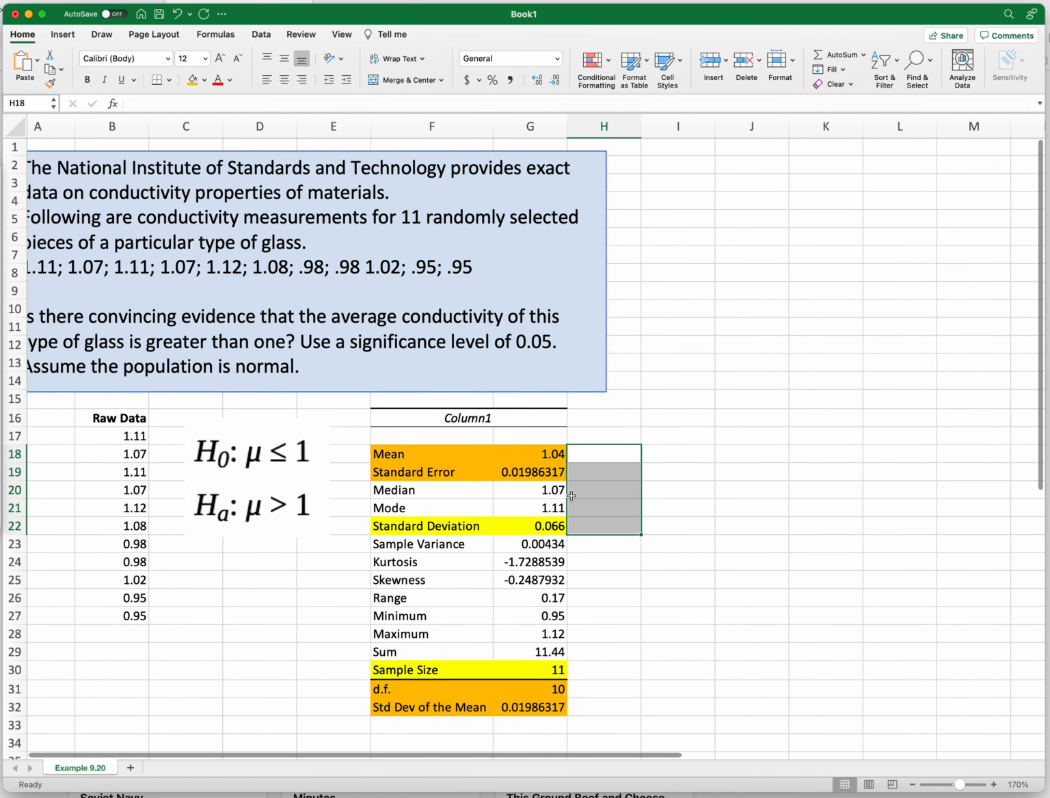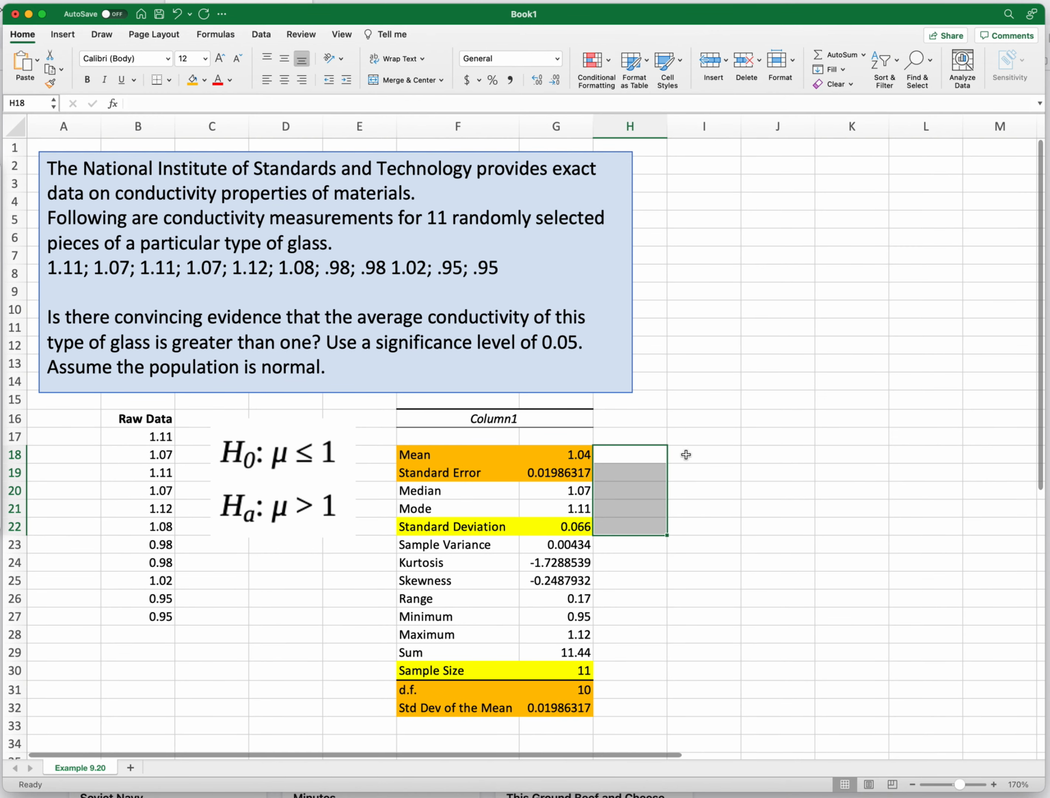Now, what is my test statistic? So I have a t-statistic, which is equal to the mean minus, we want it to be 1, so I'm going to take minus 1, and I'm going to divide it by the standard error. And that gives me a t-statistic of 2.014 if I take it down to 3 decimal places.